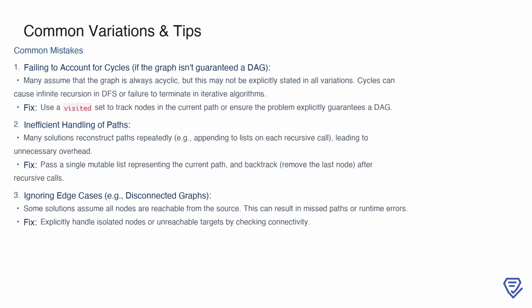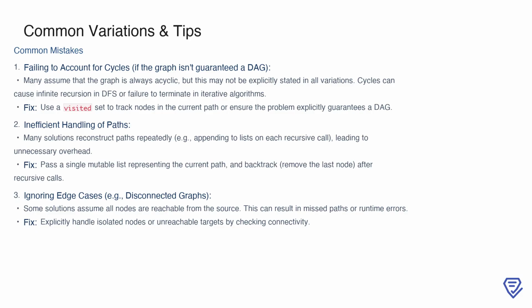Here, we explore some common mistakes to watch out for when tackling this problem. First, failing to account for cycles in the graph can lead to significant issues, such as infinite recursion in DFS or algorithms failing to terminate. This is especially critical in variations where the graph isn't guaranteed to be a directed acyclic graph, or DAG. To address this, you can use a visited set to track nodes in the current path, or verify that the problem explicitly guarantees a DAG upfront.